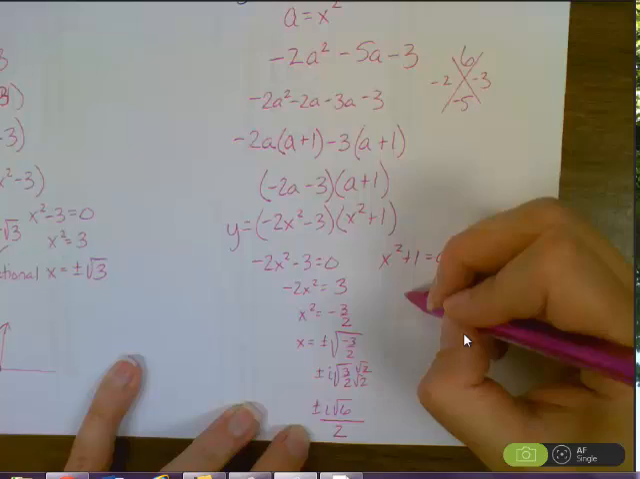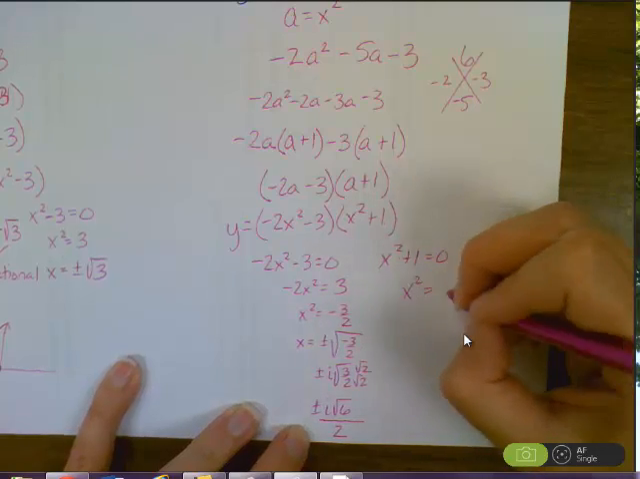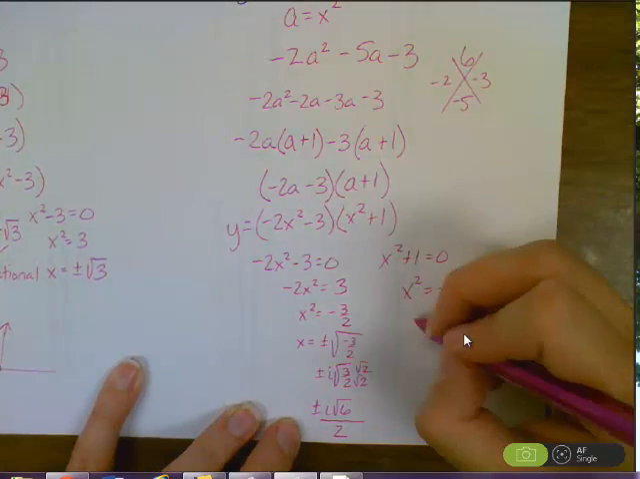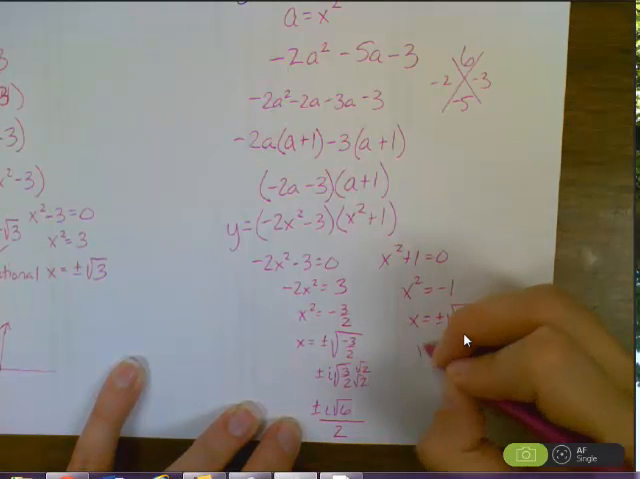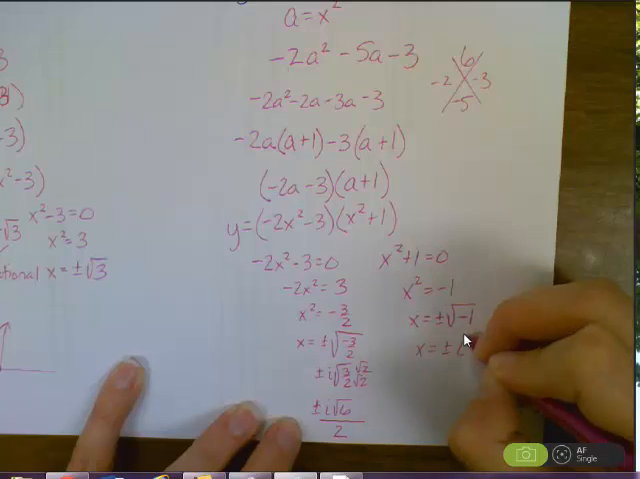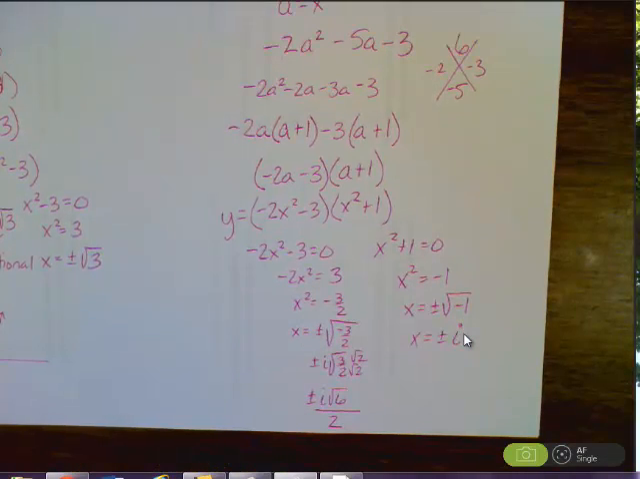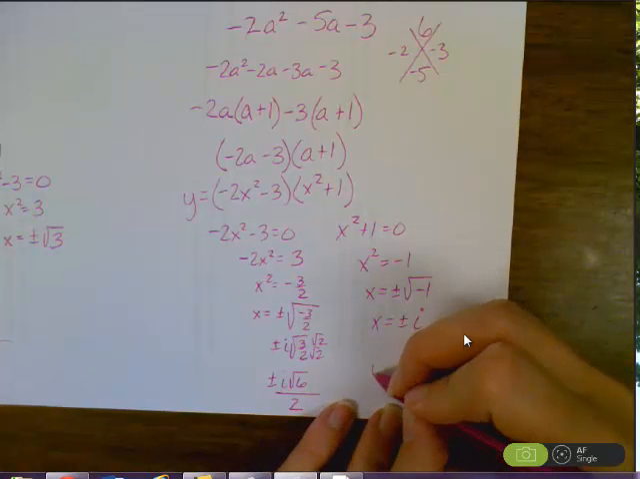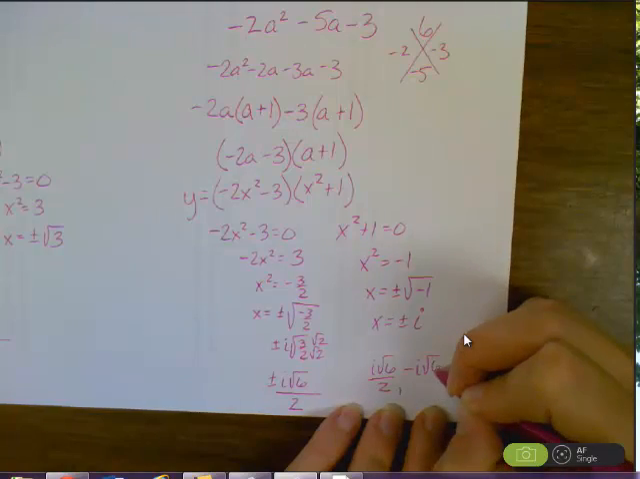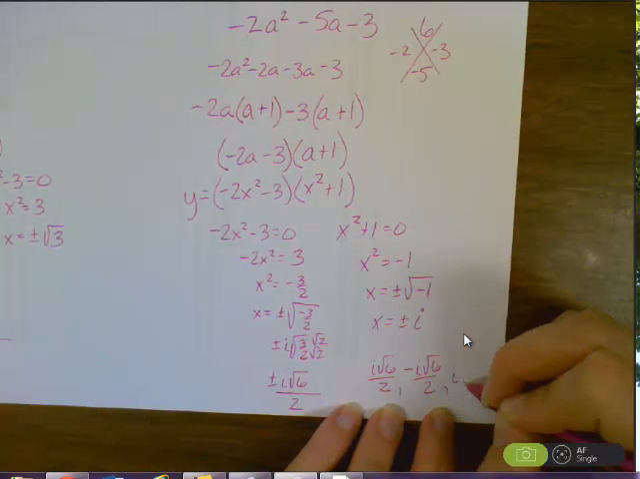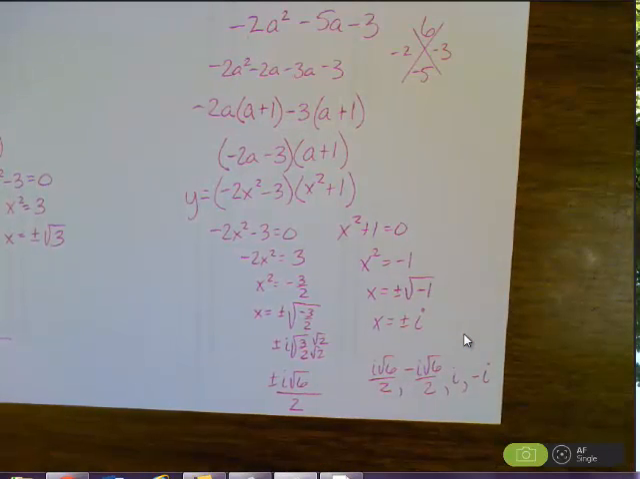This one is easier to solve. If I move the 1 to the other side, it's a negative 1. Take the square root of that. I end up with plus or minus the square root of negative 1, which is, of course, plus or minus i. So the four roots of this one are i radical 6 over 2, negative i radical 6 over 2, i, and negative i. All of my roots are imaginary.